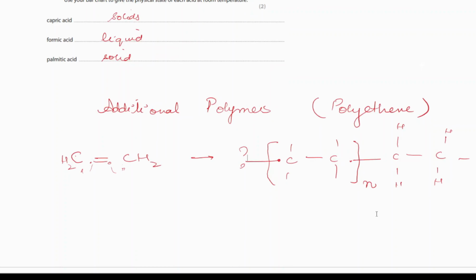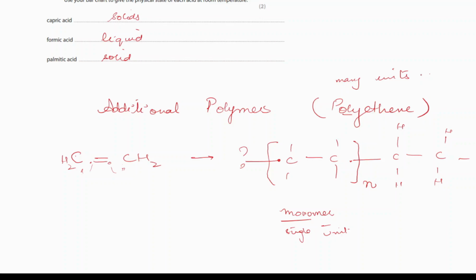And the single unit is known as monomer. Mono means single, mer means unit. Poly means many, and mer means unit. So many units of ethene. A polymer means many units. Basically, the monomers are repeated.